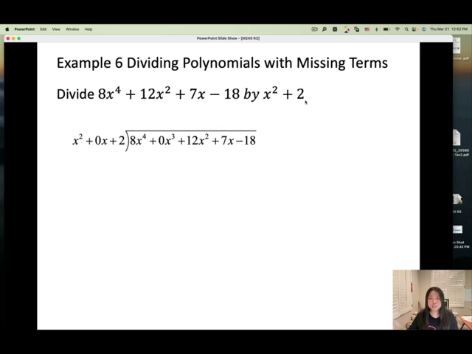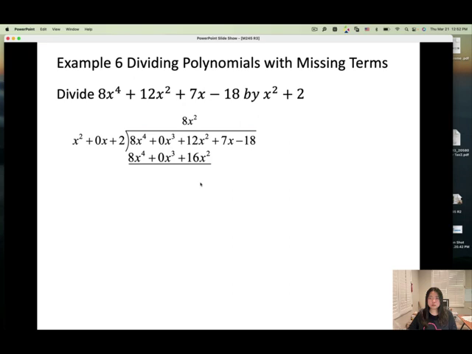Okay, and then same idea. This is x squared plus 2. So you're going to see the degree is going to be 2, and then we skip the 1, and then that will be the 0. Okay, so you have to add the 0x here again. Okay, so the first term, x to the power 4 divided by x squared, you're going to get x squared. Okay, so x squared, you times each of them.